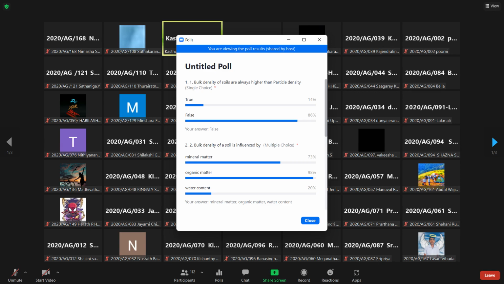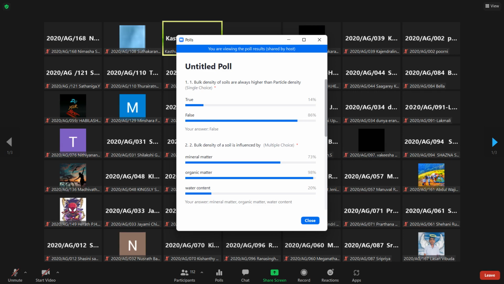And the second question, bulk density of a soil is influenced by, multiple choice. You can select 2 or more answers. Mineral matter and organic matter. And why will water content not come? We include the mass of dry solid in bulk density. That's why we have the mineral matter and organic matter. Okay, very good.